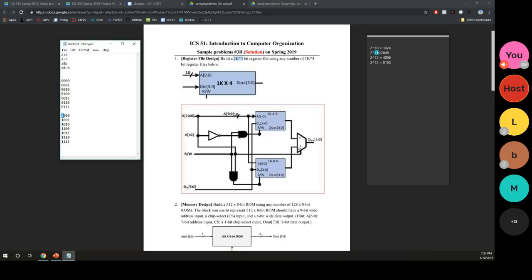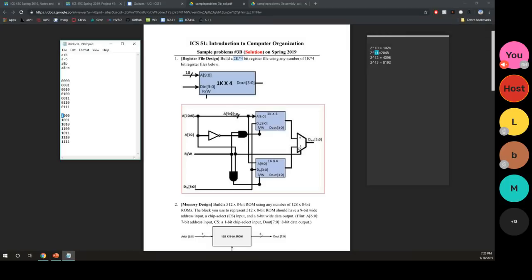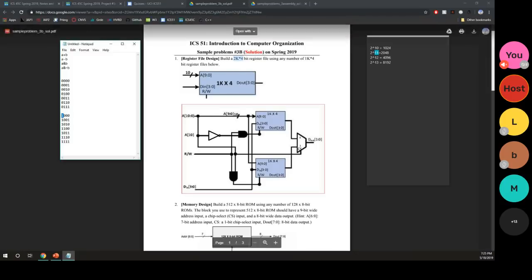The most significant bit chooses this register file or this register file. And the address, everything excluding the most significant bit, chooses which register inside of the register file. I don't know, that was kind of confusing.